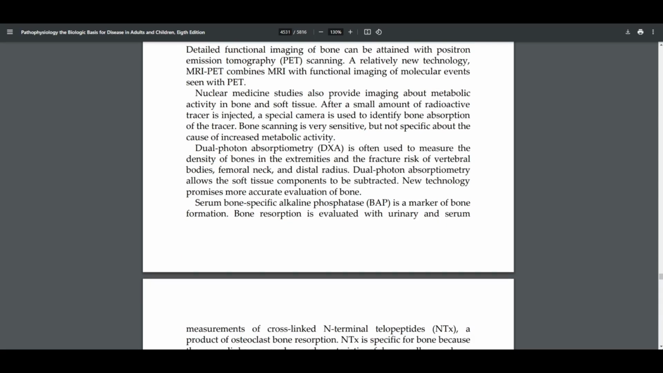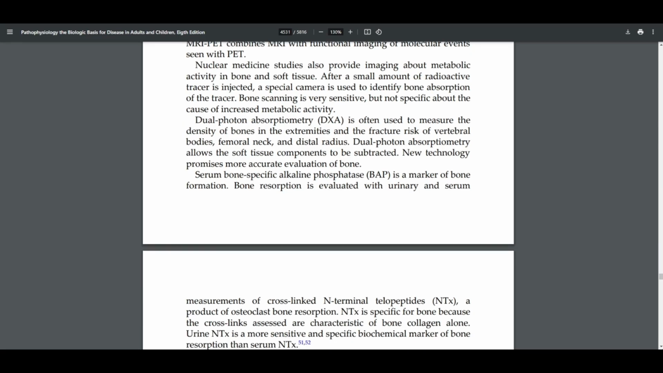Nuclear medicine studies also provide imaging about metabolic activity in bone and soft tissue. After a small amount of radioactive tracer is injected, a special camera is used to identify bone absorption of the tracer. Bone scanning is very sensitive, but not specific, about the cause of increased metabolic activity.